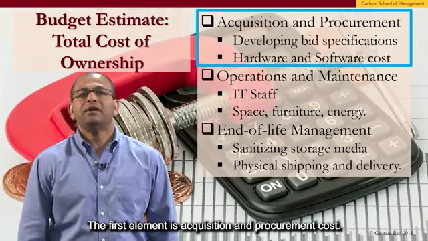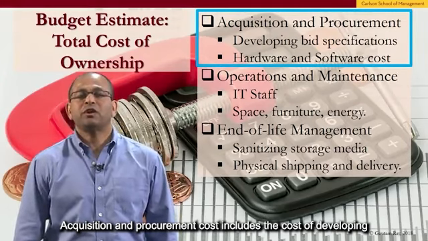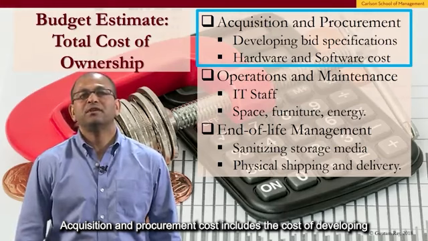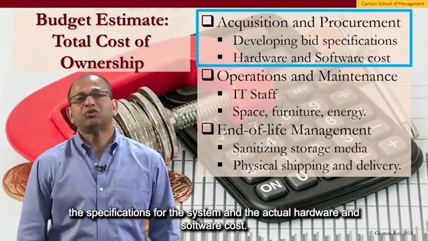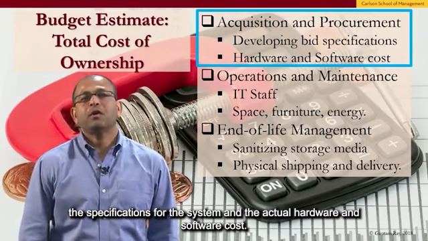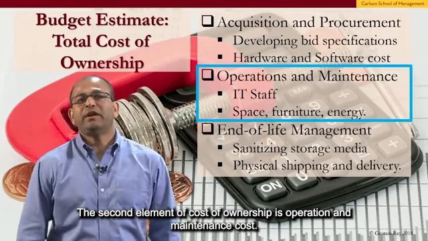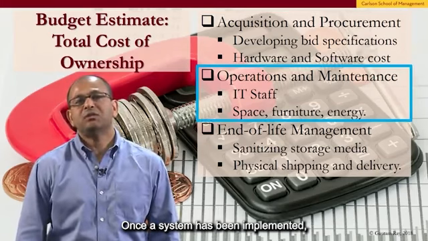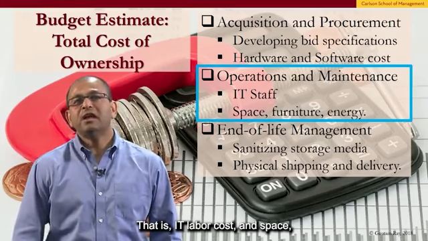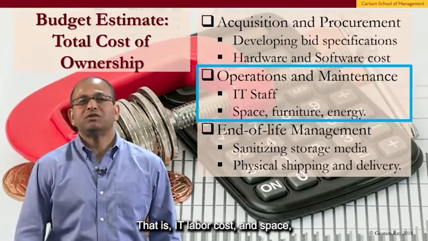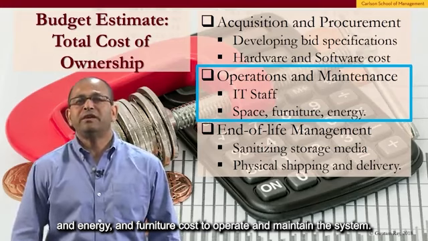The first element is acquisition and procurement cost. Acquisition and procurement cost includes the cost of developing the specifications for the system and the actual hardware and software costs. The second element of cost of ownership is operation and maintenance cost. Once a system has been implemented, what are the costs, that is IT labor costs and space and energy and furniture costs to operate and maintain the system.